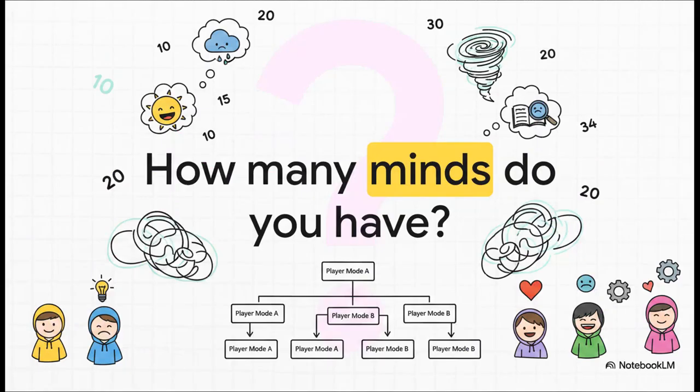I want you to take just a second and really think about this. How many player modes, or distinct states of mind, do you think you have in your internal inventory right now? Like you can be happy, sad, focused, distracted. You might guess you have maybe 10 or 20 core moods. Well, let's dig into the source material and see what it actually says.